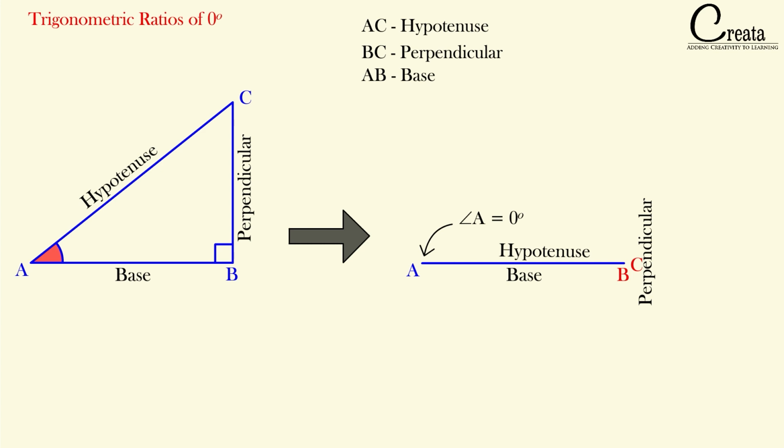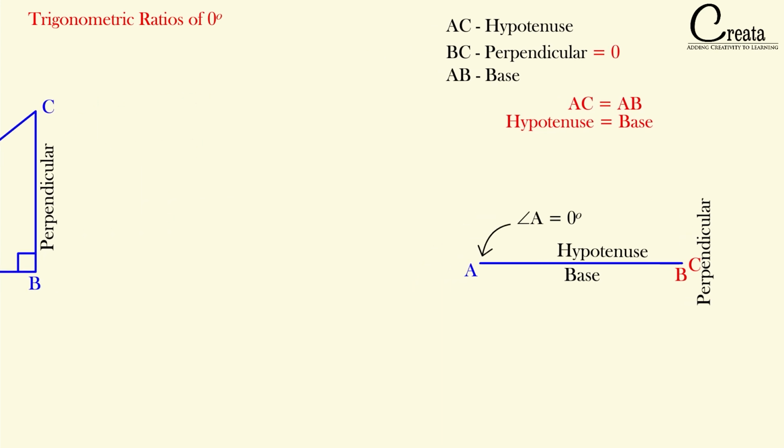Do not worry, this is the procedure to approach the trigonometric ratios for 0 degree. In the first figure, in the triangle ABC, we have the perpendicular as BC, and in the end result, BC is equal to 0. B and C are overlapping with each other, so BC is equal to 0, that is, the perpendicular is equal to 0. AB is the base and AC is the hypotenuse. And in the end result, that is in the straight line, AB and AC are equal to each other. That is, the base and hypotenuse for this triangle are equal to each other. So let's find the trigonometric ratios.